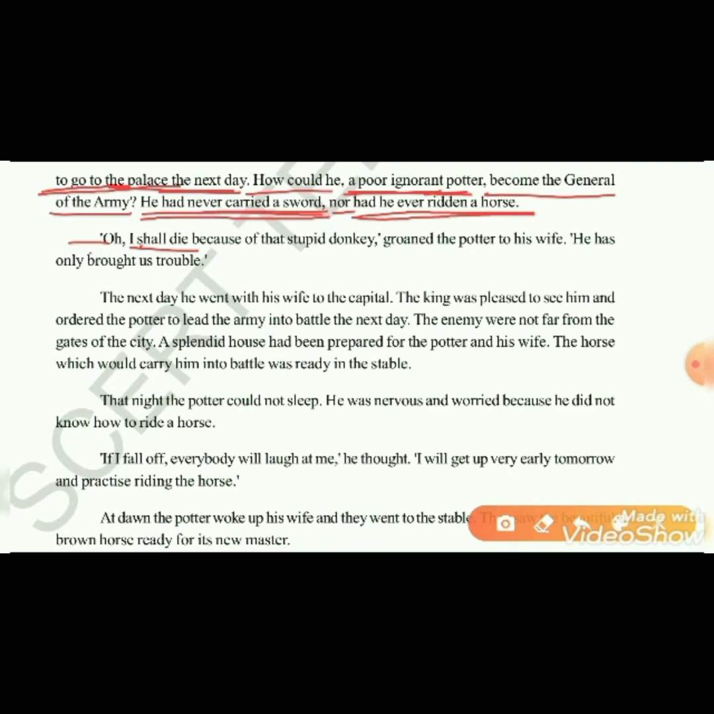Oh, I shall die because of that stupid donkey. Oh my God, that stupid donkey of mine. Now you see, because of the donkey, I had to bring a tiger. And because of bringing the tiger, now I'm going to die. I shall die because of my donkey. Again, this stupid donkey, groaned the potter to his wife. He has only brought us trouble. He should not have escaped from our stable. From the tree, he might not have escaped.